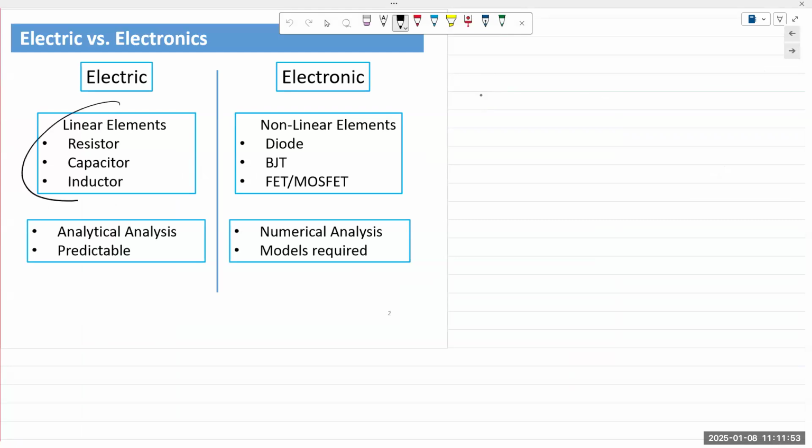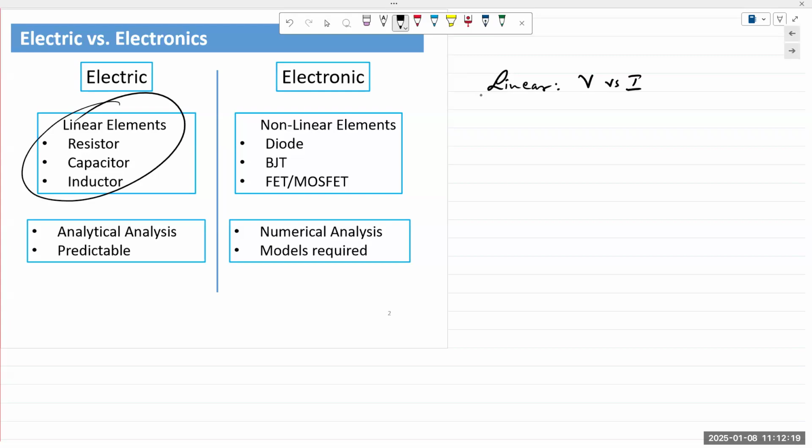They're all linear. Linear in the sense that the voltage and current have a linear relationship. If the voltage increases, the current increases in a linear amount. If the current increases, voltage increases in a linear amount. So they have a linear relationship.